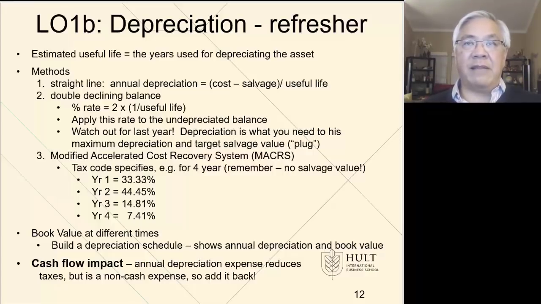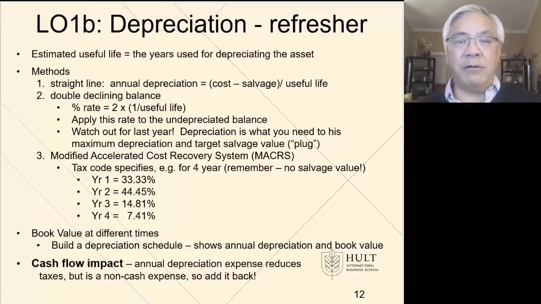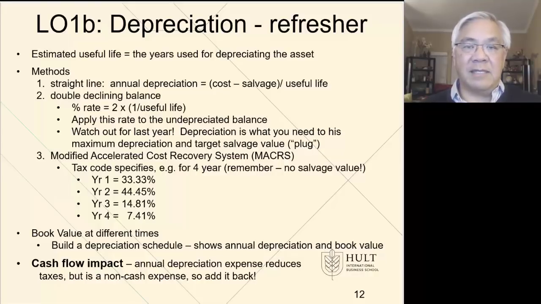And we're going to look at three different methods. The three methods are straight line, an accelerated method called the double declining balance method, the third being an accelerated approach permitted by tax authorities called the MACRS, the Modified Accelerated Cost Recovery System. So straight line is the simplest, and I'm sure you recall this one, if any of the three. It's where you take the annual depreciation equaling the cost of the asset minus the estimated salvage value at the end of its life divided by its useful life.